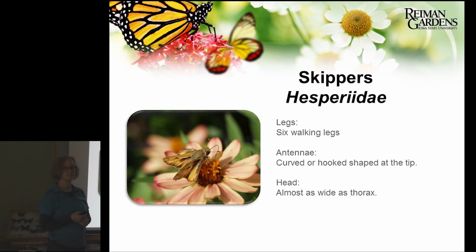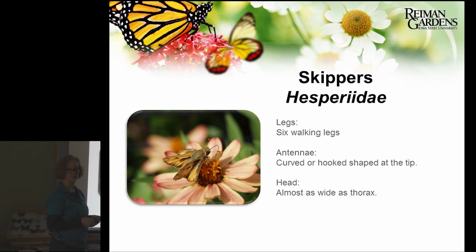Skippers are the small butterflies that you sometimes see, I would say, racing around the garden. They fly very quickly, sometimes very erratically. Very small butterflies, sometimes confused with moths because they tend to be brown in color, except for a few exceptions. They have 6 walking legs. Their antennae are curved or hooked at the tip, and you can see it a little bit in this picture, but the next picture shows it really well. They have little short stocky bodies, and their heads are as wide as their thorax.